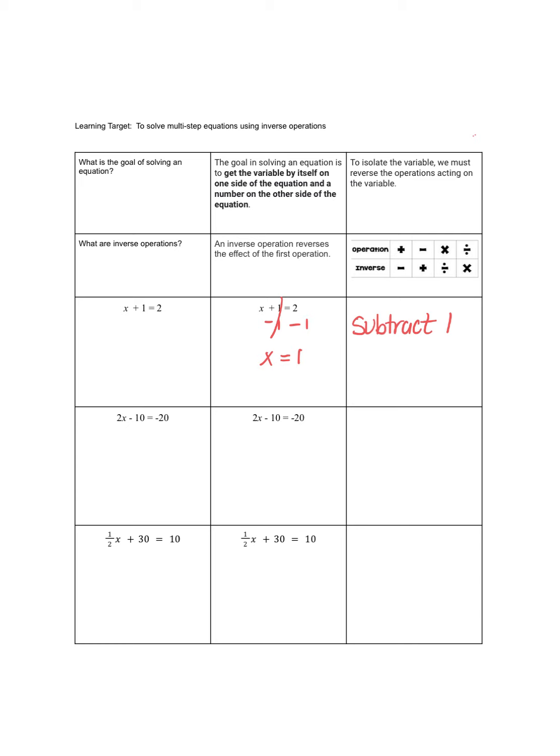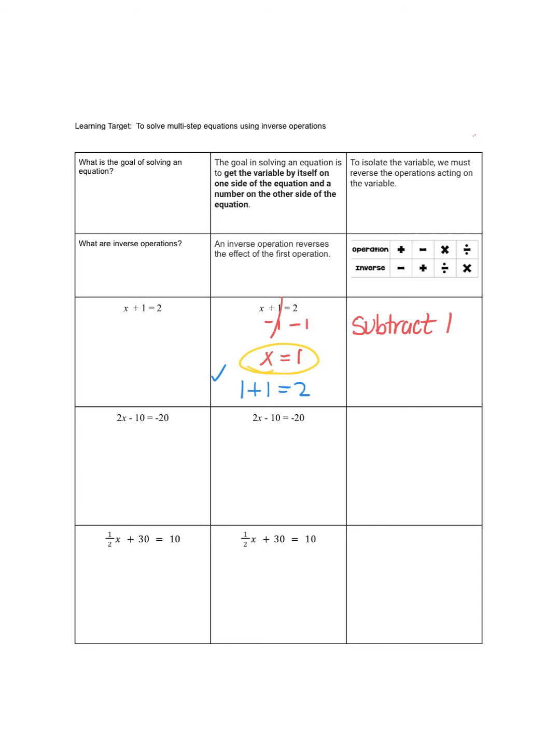2 minus 1 gives me a 1. If I go to check this and substitute 1 in for the variable, I would have 1 plus 1 equals 2, and that is correct. So I do know that my answer here is x equals 1.